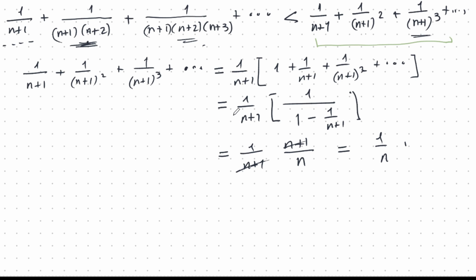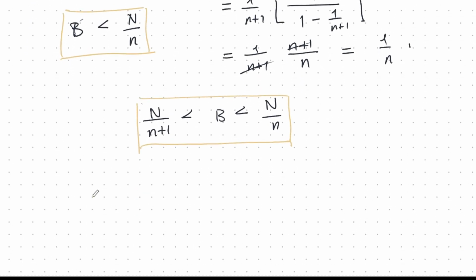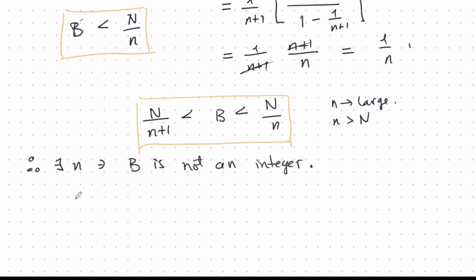Now, if I multiply everything by big N, I get an inequality for big B here. Big B is less than big N over little n. There we go. And putting together what we have proved, we see that big B is in between these two bounds. Now, this is very interesting because what happens when n is large? Well, when little n is bigger than big N, this cannot be an integer. So eventually, you can choose a value for n such that big B is not an integer. All right, so for some value of n, big B is not an integer.